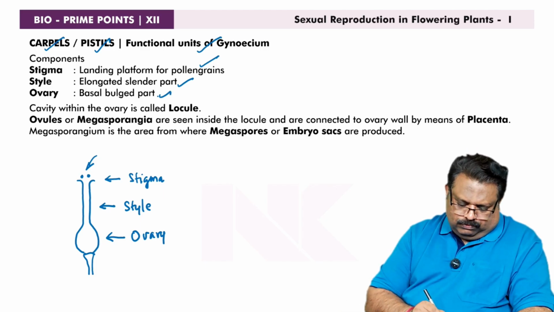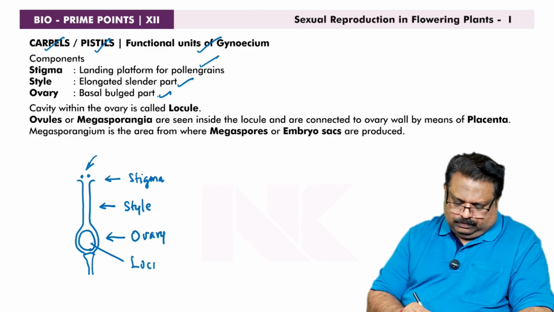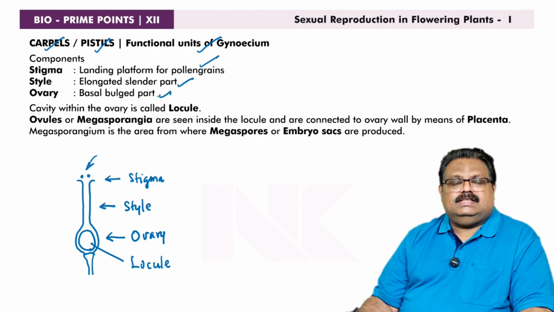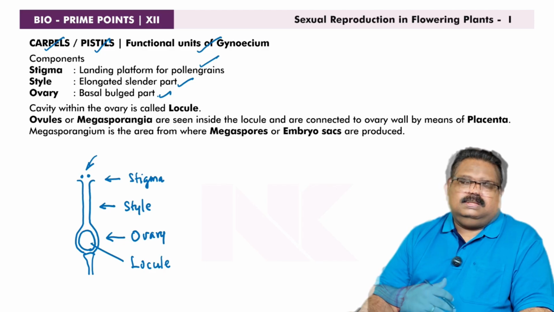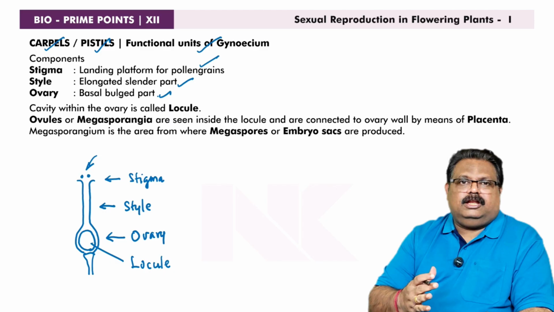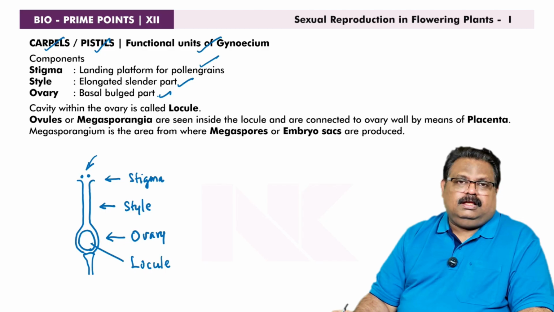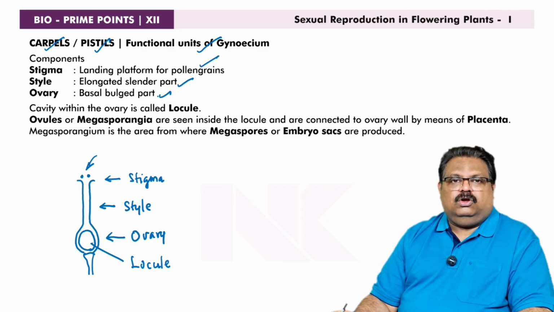And inside the ovary there is a chamber. The cavity present inside the ovary is called locule. Some ovaries may have a single chamber, and that kind of ovary is called monolocular. Sometimes the chamber may be divided into subdivisions by partitions, so that is called multilocular. So a cavity present inside the ovary is called locule.